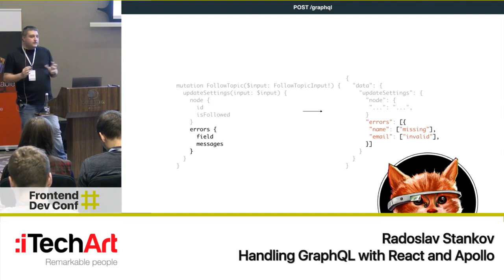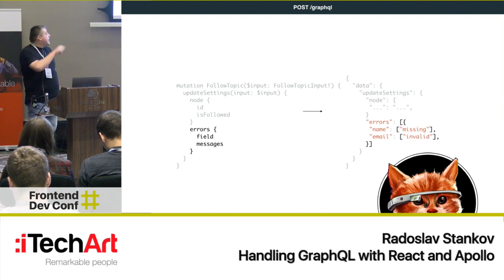Since our forms, when we submit data, we always check that the response has a node and errors, and we check, okay, if the server returns errors, just mark all those fields as error prone and display it to me.